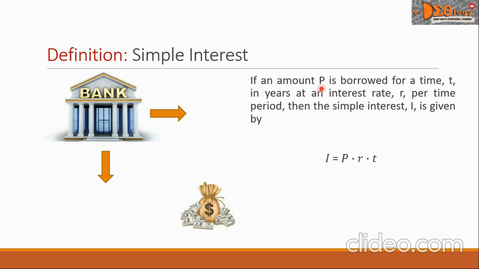If an amount P is borrowed for a time denoted by T in years at an interest rate denoted by R per time period, then the simple interest denoted by I is given by this formula. I equals P, that is the principal, times R, that is the rate, times T, that is the time.